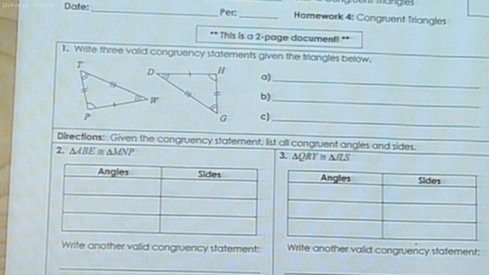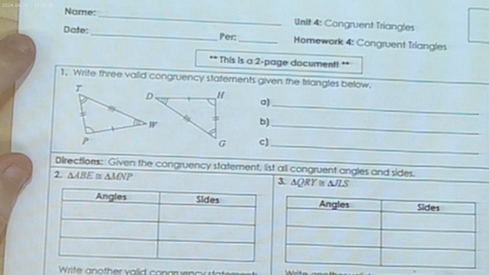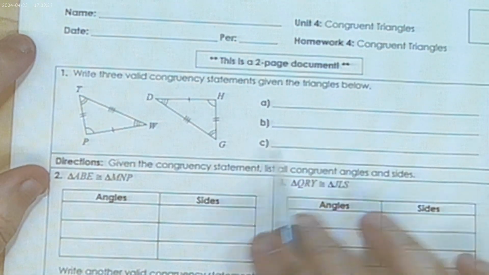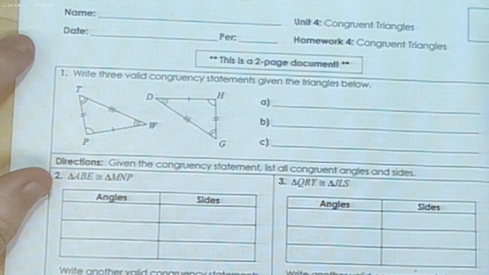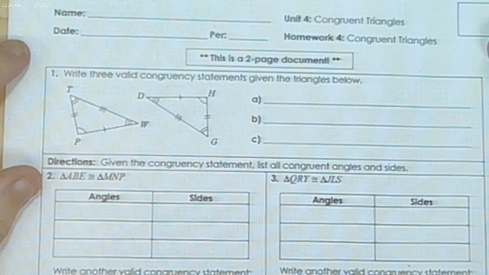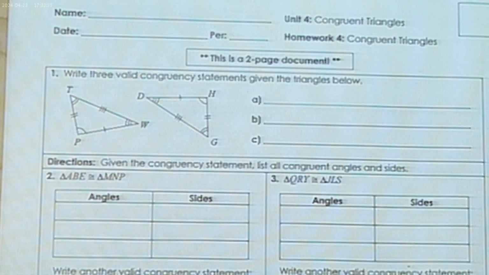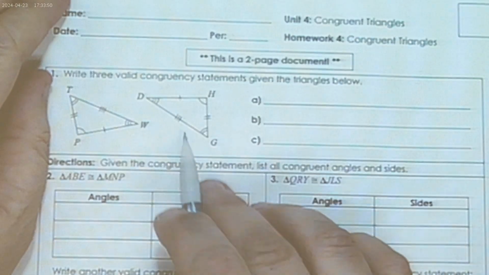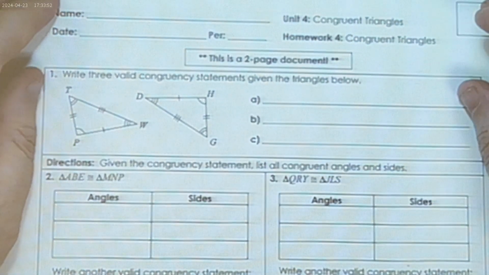So, when it comes to writing three valid congruency statements given the triangles below, basically what they're asking is: can you write three congruency statements that are relatively different from one another that still reflect the reality of these two triangles?